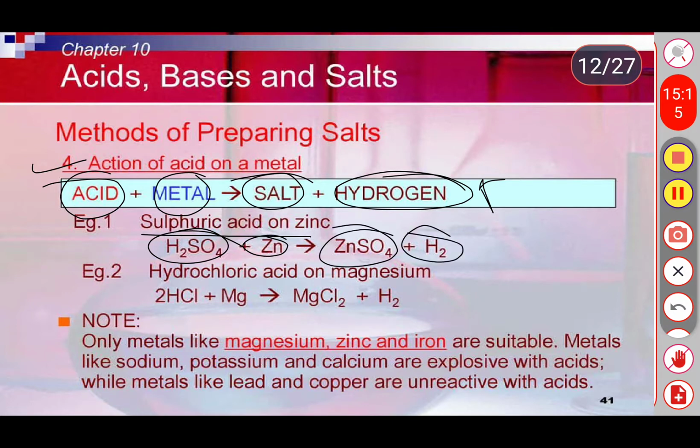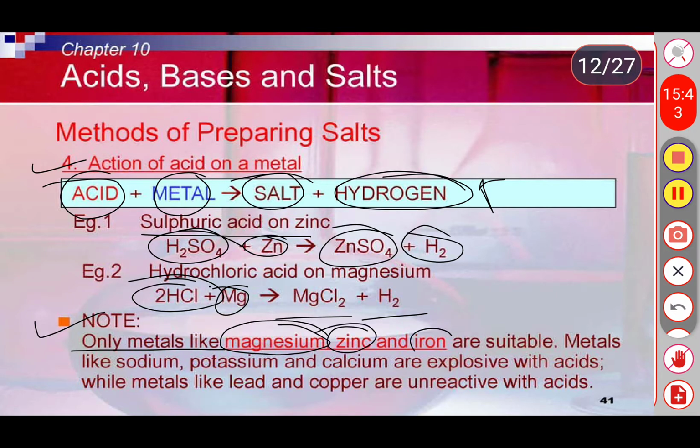Similarly, hydrochloric acid on magnesium. It means when hydrochloric acid is combined with or treated with magnesium, it forms magnesium chloride along with hydrogen. One special note is given here: keep it in your mind, only metals like magnesium, zinc and iron are suitable.